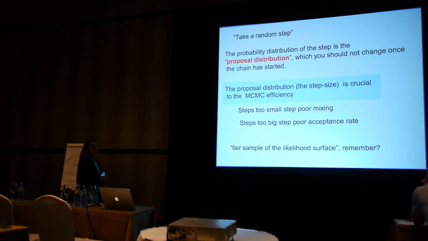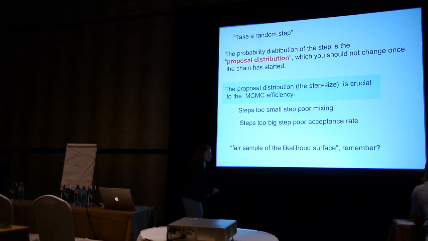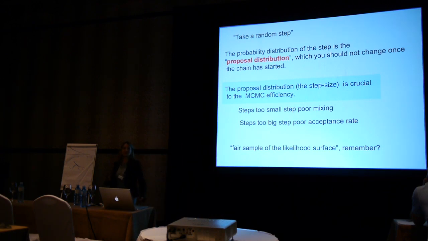Steps that are too small lead to what is called poor mixing. If I take very, very small steps, it takes me a very, very long time to explore the entire likelihood surface, right? Steps too big give you a poor acceptance rate. If I always take steps that are really big, I may miss the minimum or the maximum, depending on which way you're looking at it. And so I may never take a step, and my chain will remain stuck.